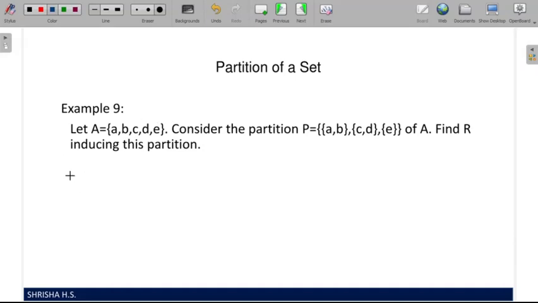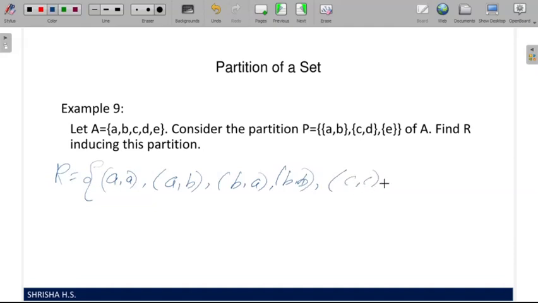So if we have been given the partition, then how do you write the relation? Relation equal to a comma a, a comma b, b comma a, b comma b. Next, c comma c, c comma d, d comma c, d comma d. Next, e comma e. So this will be the relation that has been asked to find out.